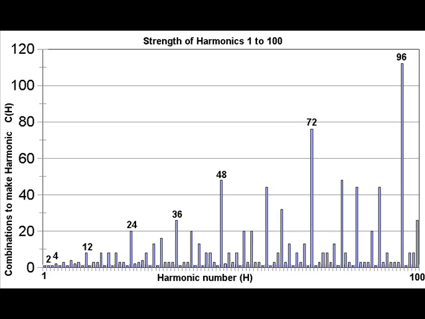When we add up all the different ways that each harmonic can be produced, we get a graph like this. We can see that certain harmonic numbers like 12, 24, 36, 48, 72, 96 and various other large ones are produced in many more ways than other harmonics. Therefore we expect these frequencies to be much stronger in the universe. This pattern can be calculated using the computer to much larger numbers.